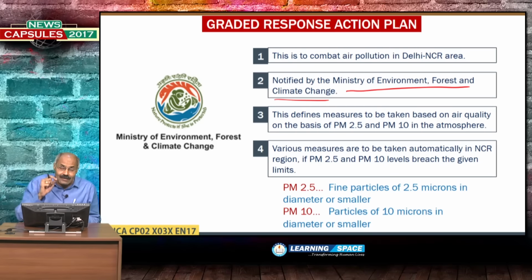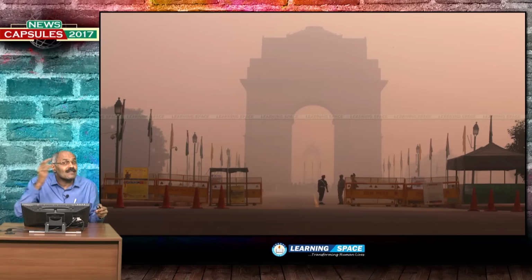The meaning is that when the air quality exceeds certain limits, particulate matter 2.5, particulate matter 10. Particulate matter 2.5 are fine particles, and these particles are 2.5 microns in diameter or smaller. Micron means 10 power minus 6 meter, or you can say 1,000th of a millimeter. Because of more PM 2.5 particles in the atmosphere, there is every possibility of lung diseases and heart diseases. And last time after Diwali, Delhi NCR area had a very bad experience.